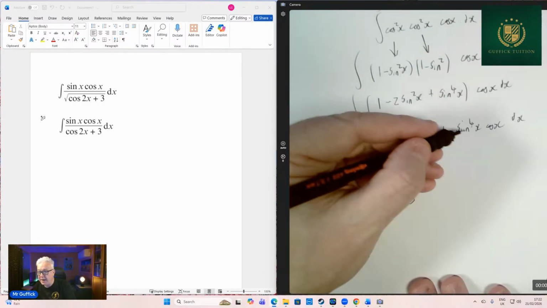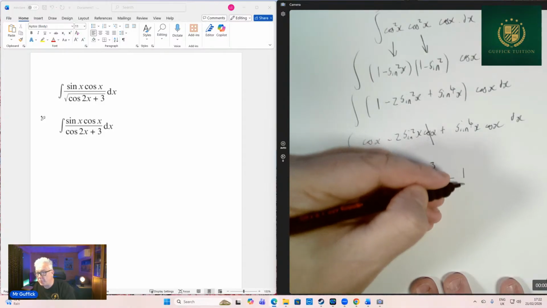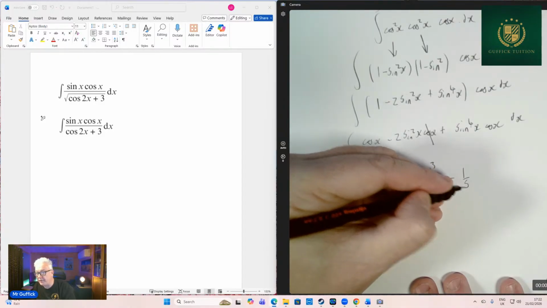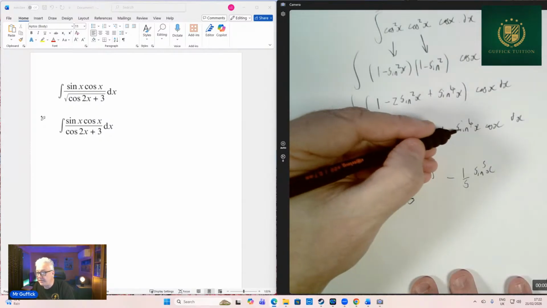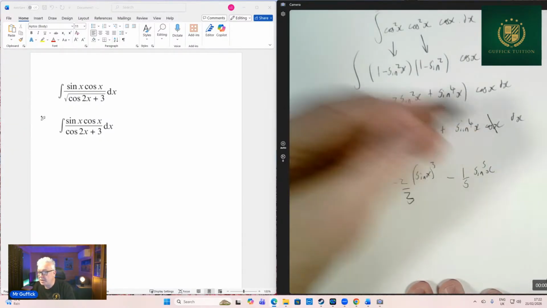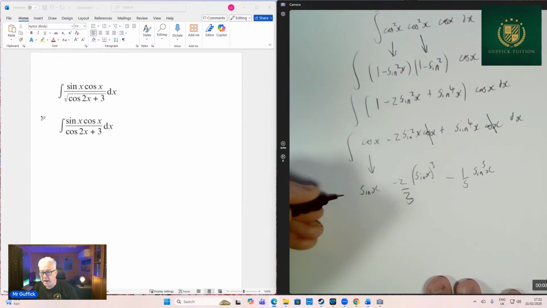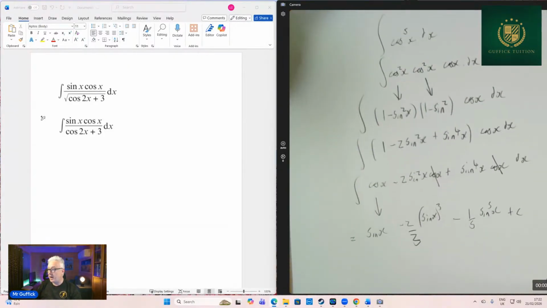Okay. And then over here, I'm going to raise the power by 1, divide by the new power. So that's going to become 1/5 sine to the power 5x. And then you divide by the derivative of the inner function, and the derivative of sine is cos. So the cos cancels. Okay. And that's our answer for how you would integrate sine to the power 5x.